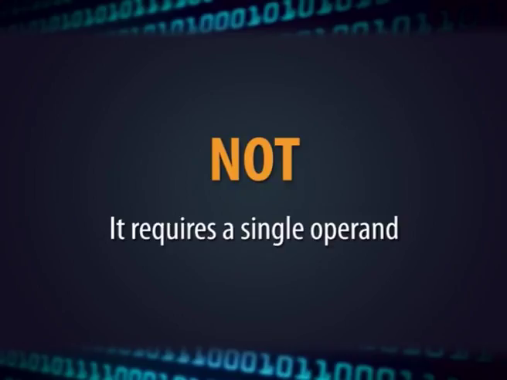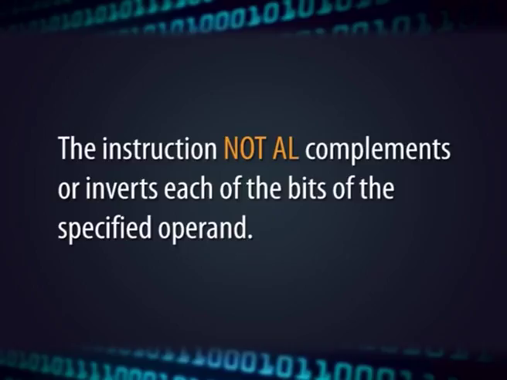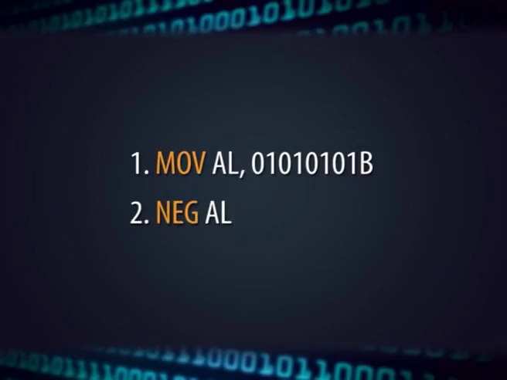The next instruction is the NOT logical operation. The NOT logical operation requires a single operand, unlike AND, OR and exclusive OR, which require 2 operands. The instruction NOT complements or inverts each of the bits of the specified operand. For example, assume the following instruction sequence: MOV AL, initialize the register AL with a specified binary value, and then we execute the instruction negate AL, NEG AL.